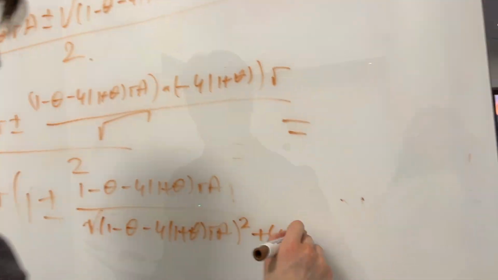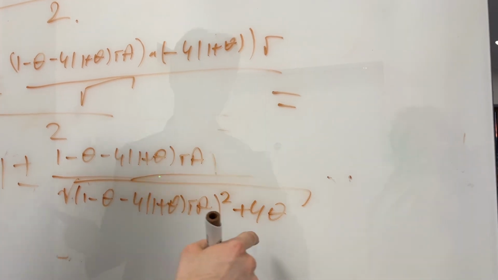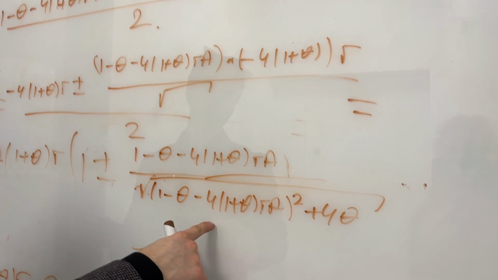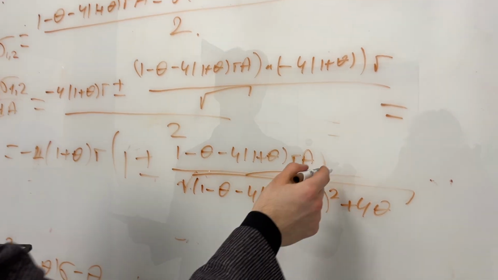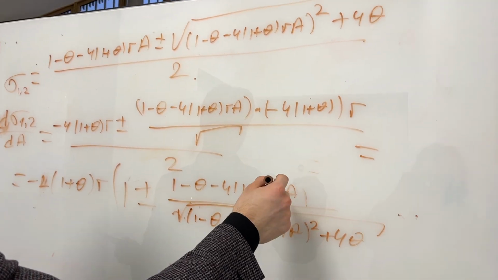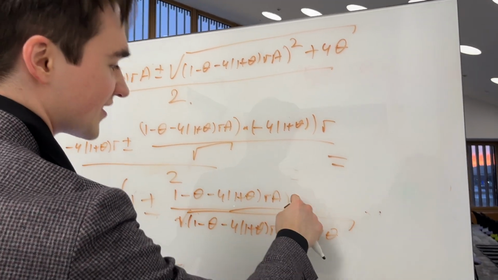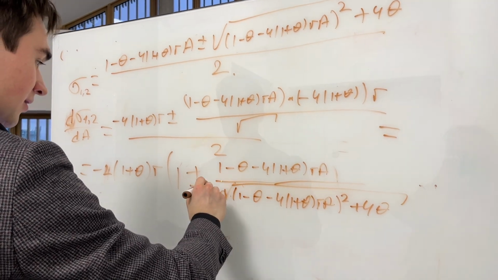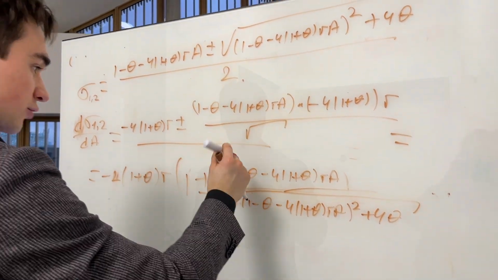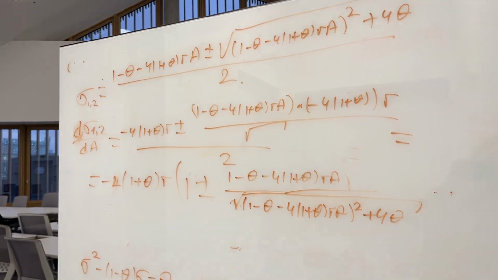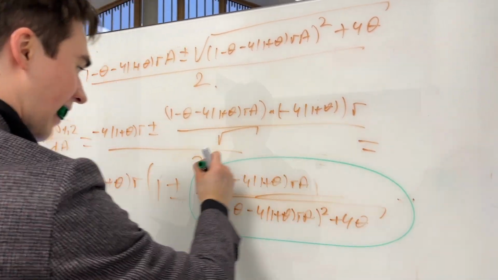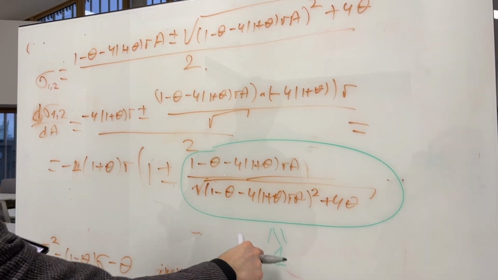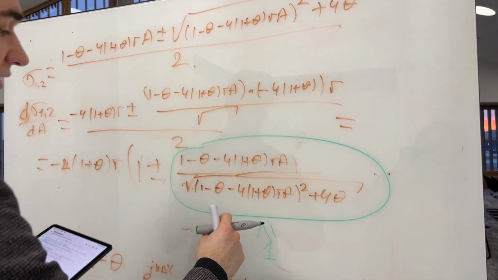Squared plus 4 theta. So since we add 4 theta to the square root, our denominator will always be bigger than the numerator. That's why this value will be always less than or equal to 1 by modulus.